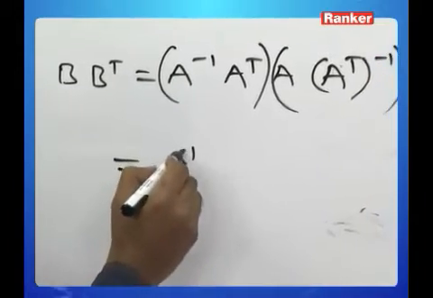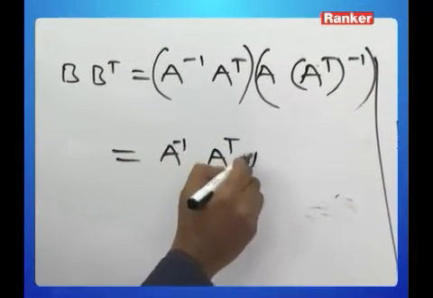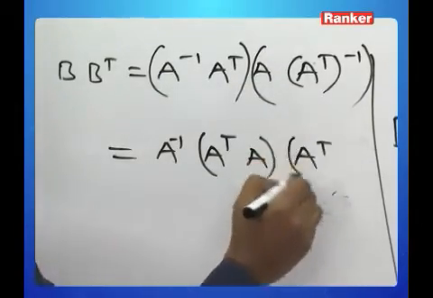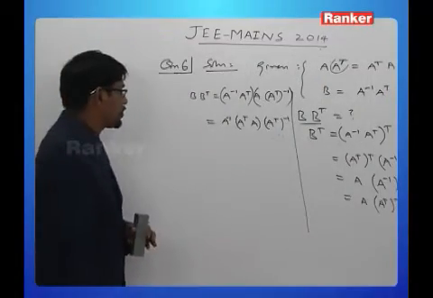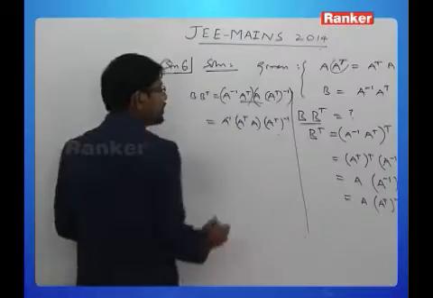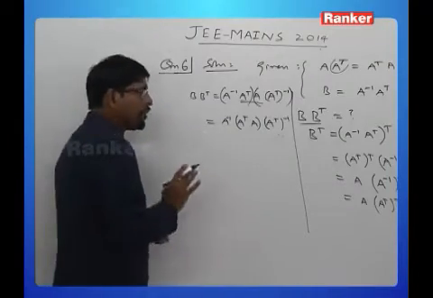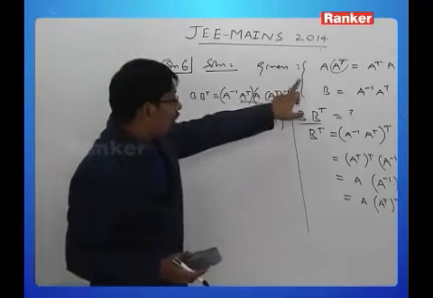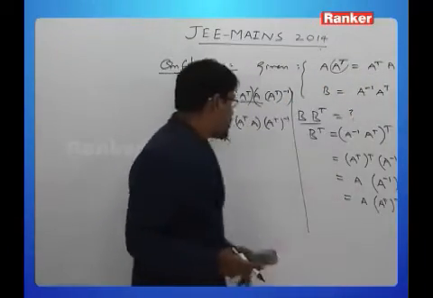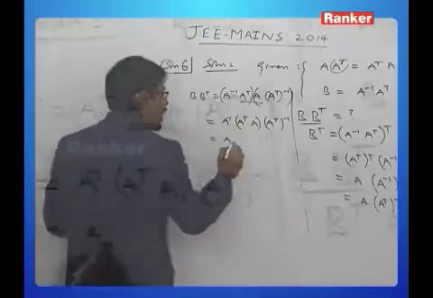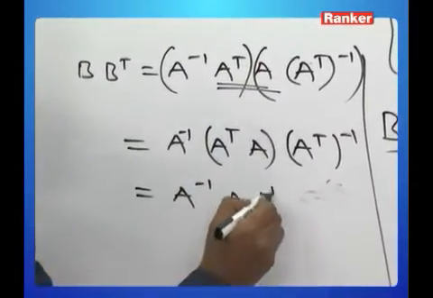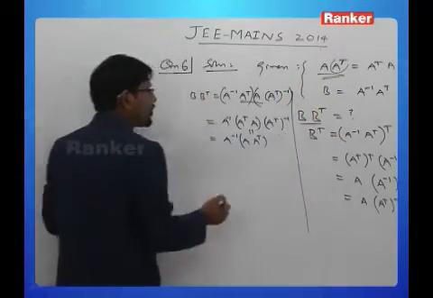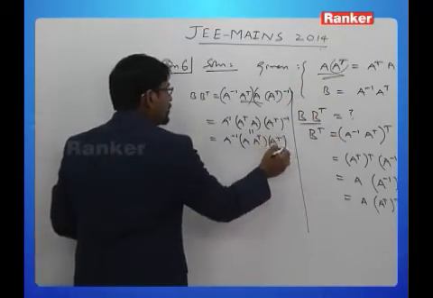Now by associativity we can write this A inverse A transpose A. I will group the middle two things, and then I will be left with A transpose inverse. So grouping the middle two matrices, not changing the order. But we know that A into A transpose is A transpose into A. So we can replace A transpose A with A into A transpose, into A transpose the inverse.